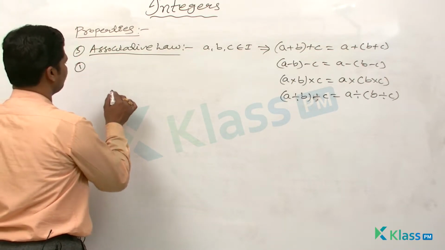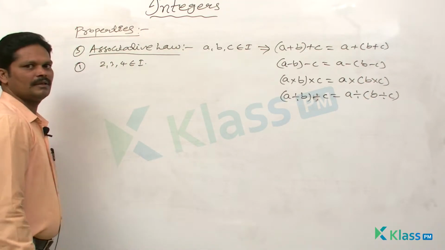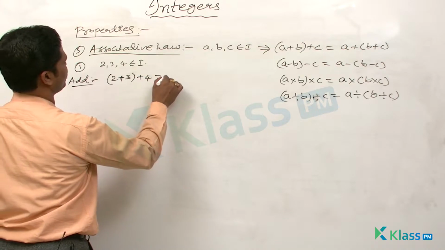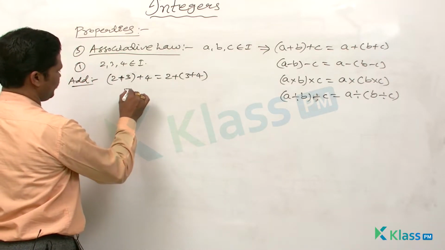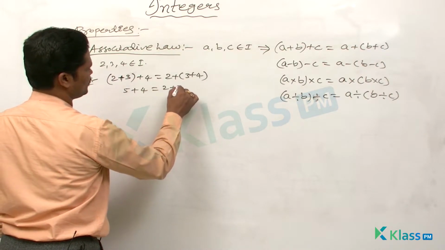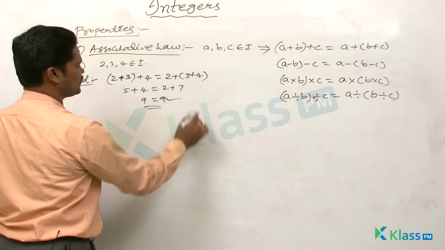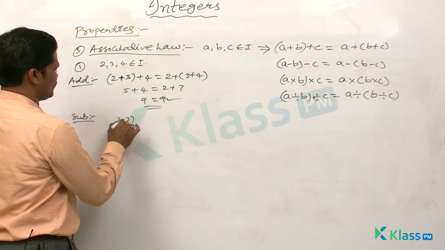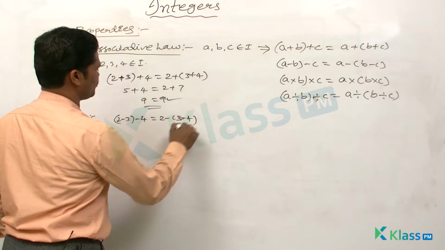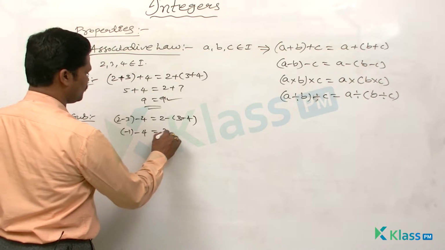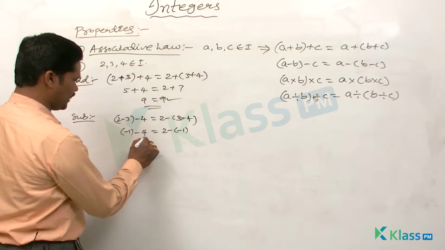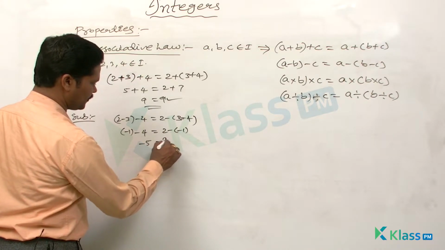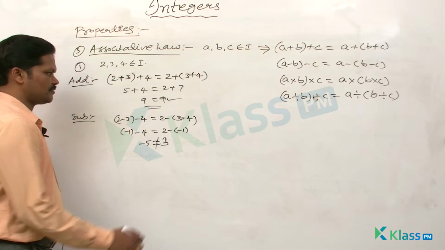I am taking one example, 2, 3, 4 belong to integers. I am applying addition. So 2 plus 3 plus 4 is equal to 2 plus of 3 plus 4. 2 plus 3 is 5 plus 4 is 9, and 2 plus 7 is 9. So 9 is equal to 9, LHS is equal to RHS. So the associative law is satisfied under addition. Coming to subtraction, 2 minus 3 minus 4, and 2 minus of 3 minus 4. 2 minus 3 is minus 1, minus 4 is minus 5, and here we have 2 minus of minus 1, which is 2 plus 1, so we have 3. Both are not equal, 3 is not equal to minus 5, it is not satisfied.